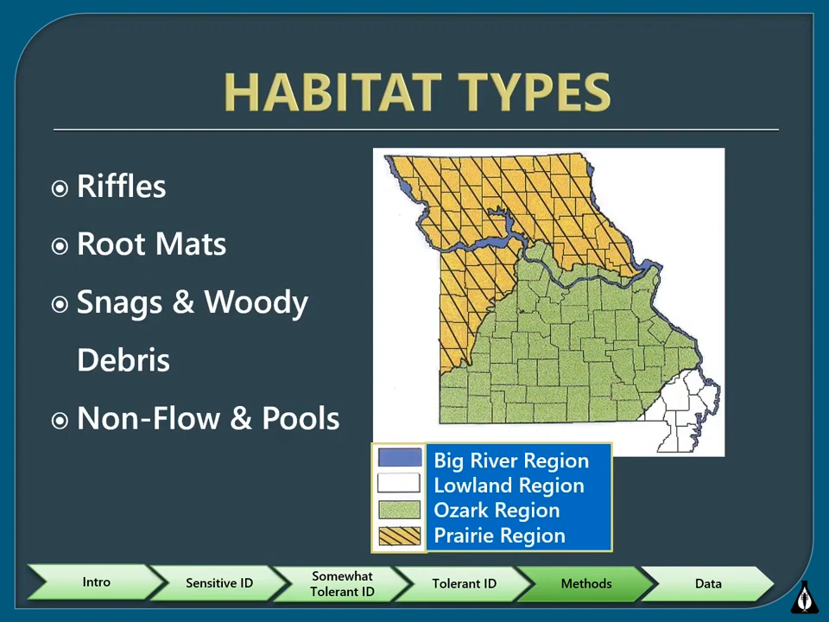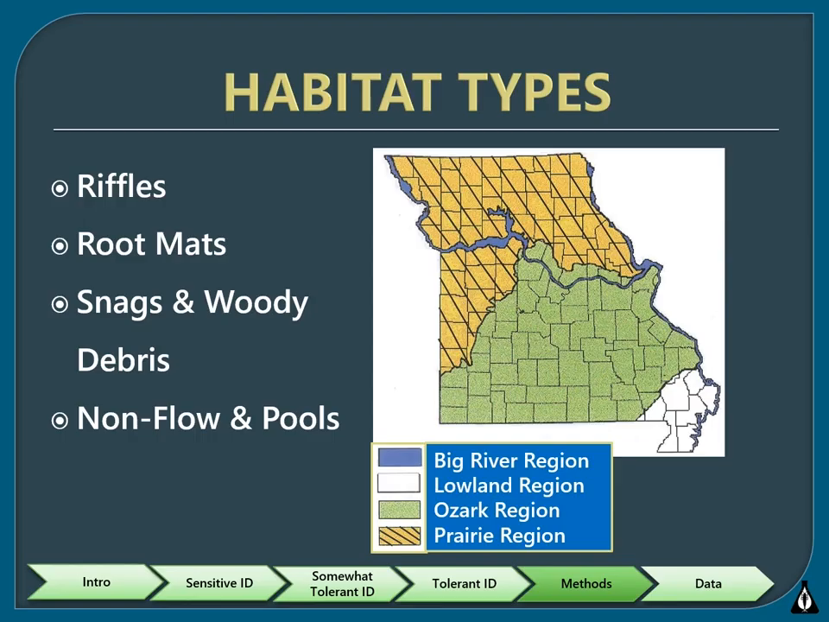Missouri has 5 aquatic faunal regions: Big River region, Lowland region, Ozark region, Glaciated Plains region, and Osage Plains region. These last 2 are combined and referred to as the Prairie region. Each of the regions are characterized by different habitats and animals.